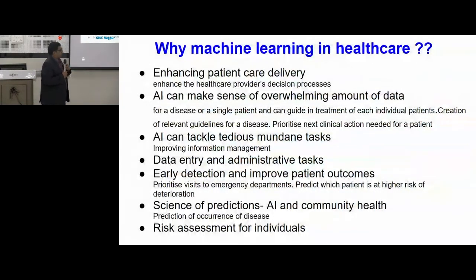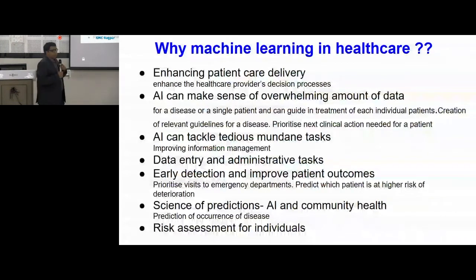So for a particular disease or a particular person, we can come up with better protocols and better strategies to work on a disease or individual patients. The guidelines can be better from here onwards. We can prioritize the clinical action needed for a patient. AI can tackle mundane, tedious tasks like daily data entry and administrative tasks, improving information management, basically data analytics.